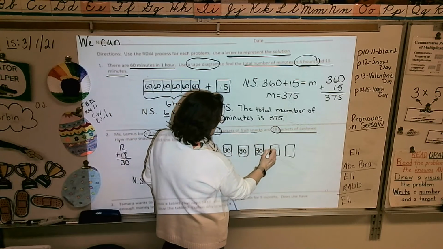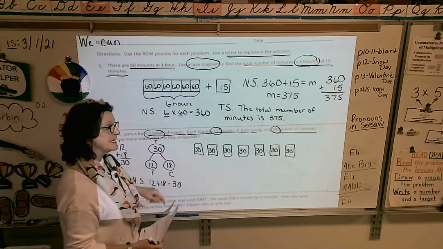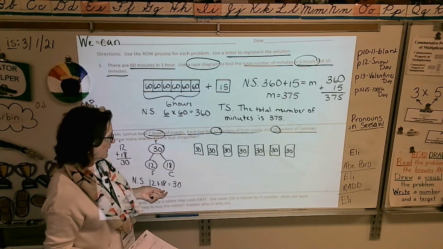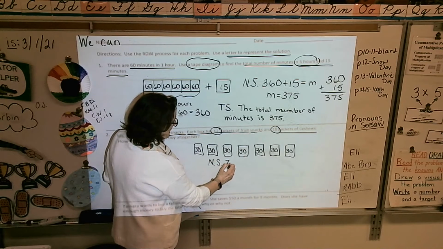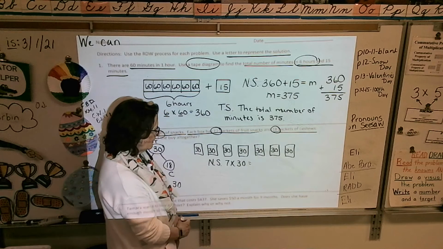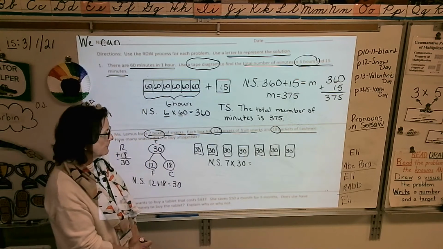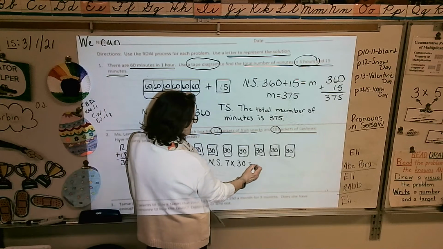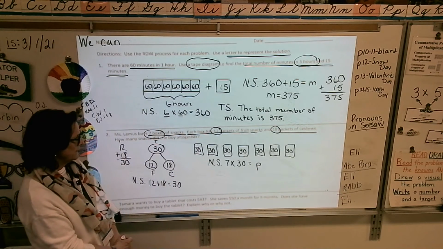And now, when I look at this, I see equal groups. Matter of fact, I see 7 equal groups of 30. So the number sentence I would write for this would be 7 equal groups of 30, or 7 times 30. Okay? And they do want us to use a letter for the unknown, and we're trying to find the number of packets. So how about we use P? 7 times 30 equals P for packets.